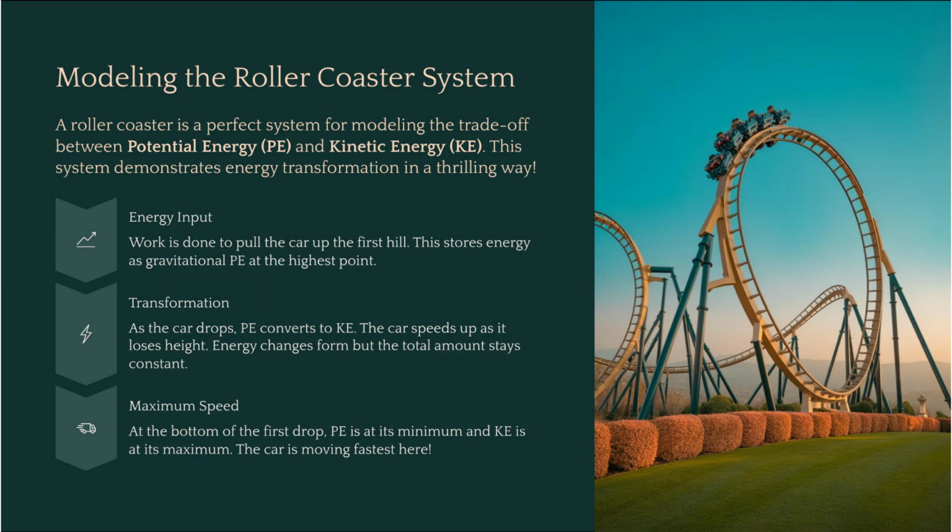A roller coaster is a fantastic system for modeling energy transformation. As the car is slowly pulled up the first hill, mechanical energy is put in, converting to stored potential energy, PE. At the peak, our model shows maximum PE. The second the car plunges down the hill, the stored PE is transformed into kinetic energy, KE. The model shows the amount of PE going down exactly as the amount of KE goes up.